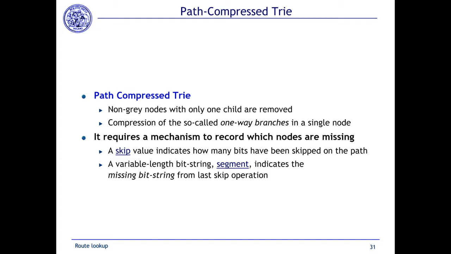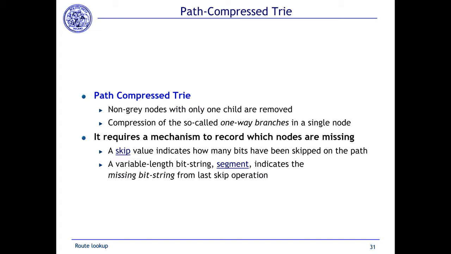structure. And the principle is that in a compressed trie, non-gray nodes that have only one child, so the white nodes with a single link coming out of them, can be removed, and so long chains of white nodes can be compressed into a single node. These chains of white nodes are also called one-way branches because they correspond to a single path where you don't have any bifurcation.